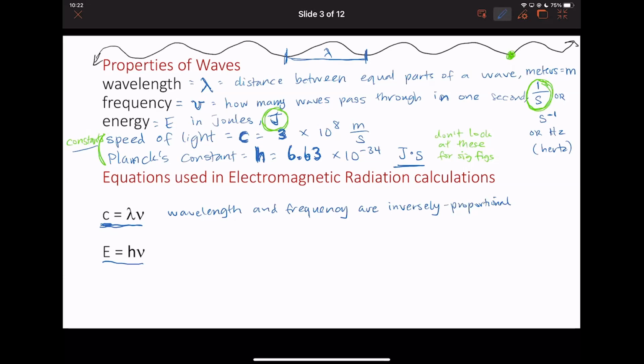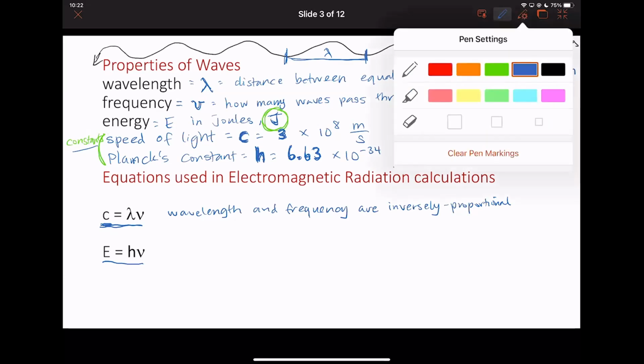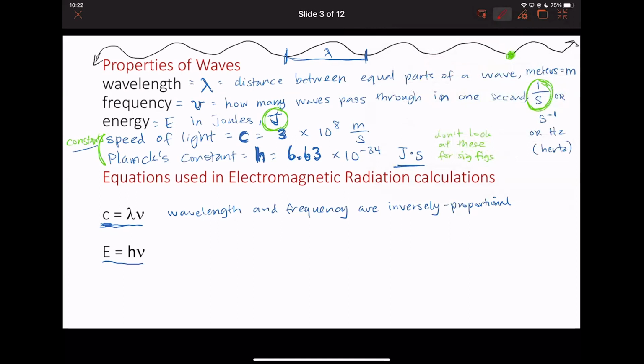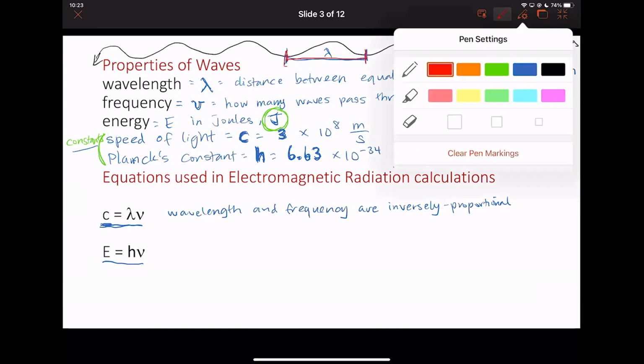If the wavelength is high, the frequency is low. If the wavelength is low, the frequency is high. So this upper wave is an example of having a big distance between the wave troughs. So this is a high or a long wavelength. You have a lot of space between those waves. And what you have is a low frequency. You don't have very many of those waves passing through the point in 1 second.